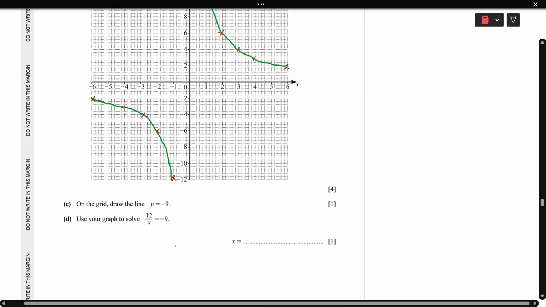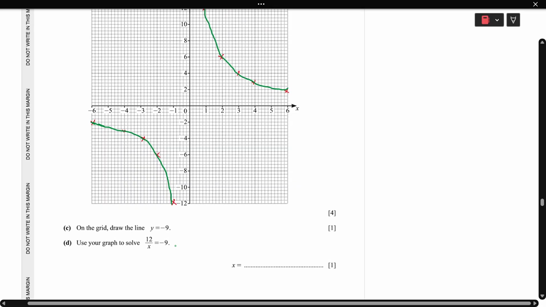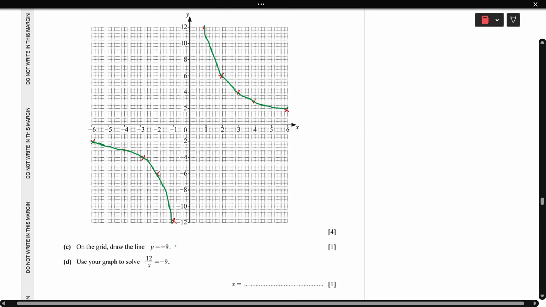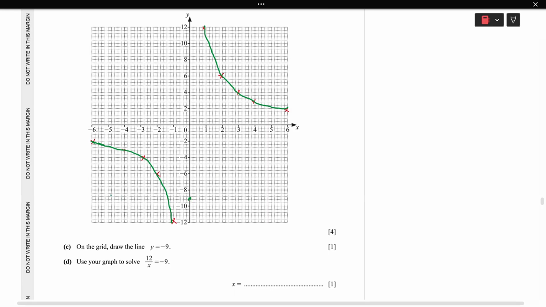Okay, next on the grid draw y equal to negative 9. So y equal to negative 9 is parallel to the x-axis. Negative 9 is going to be here. Just I draw a line on here.